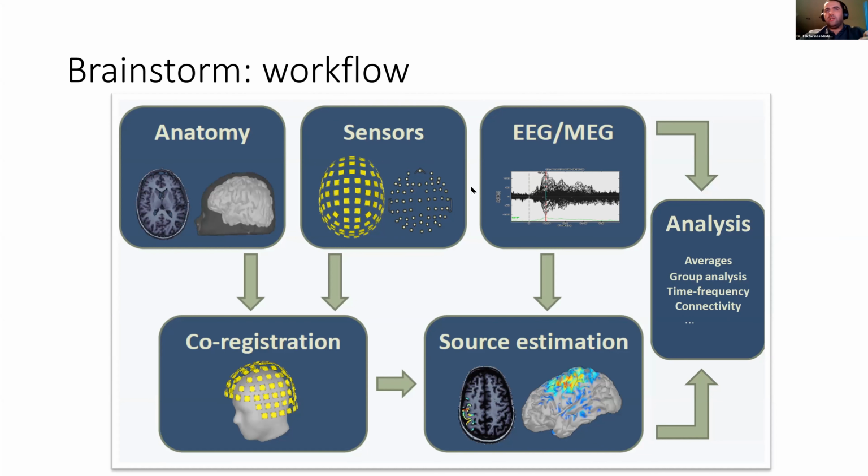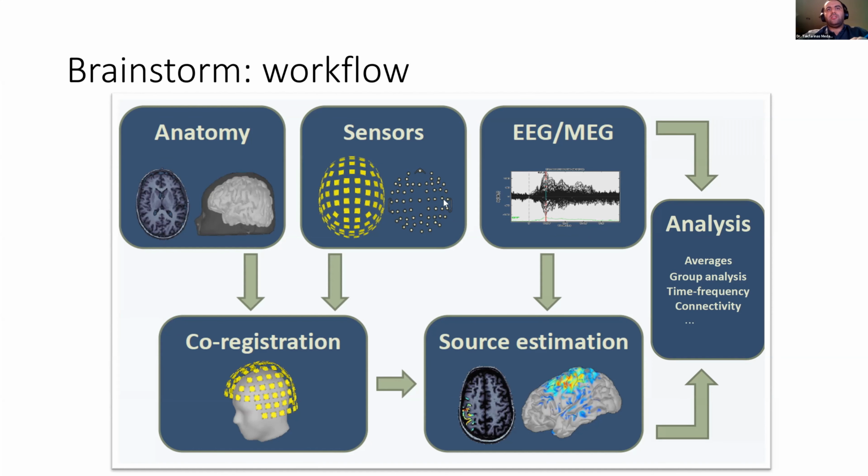So the main workflow, as I said: we need the individual anatomy of the subject. We need the recording and the real localization of the sensors. I didn't focus a lot on the sensors, but when you have MEG, it's automatically loaded because the locations of the MEG sensors are in the machine.